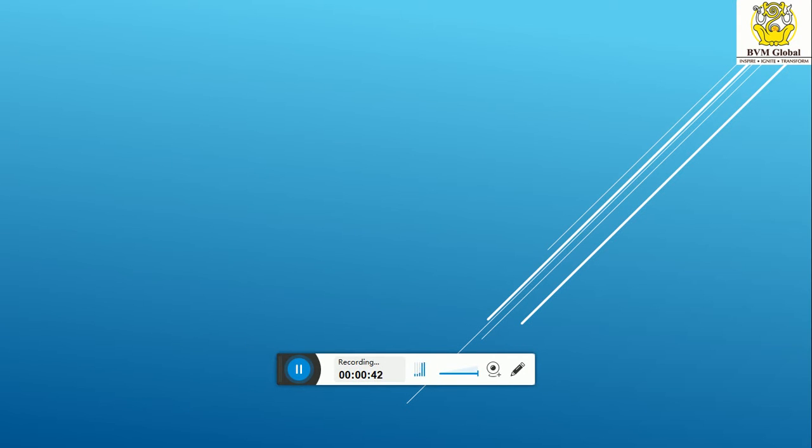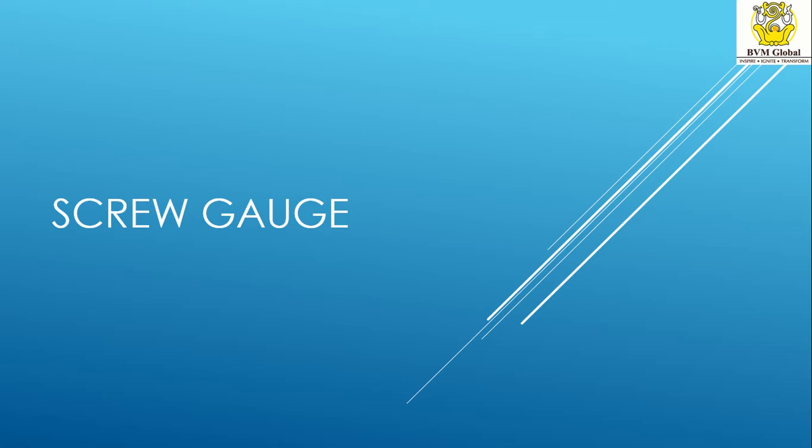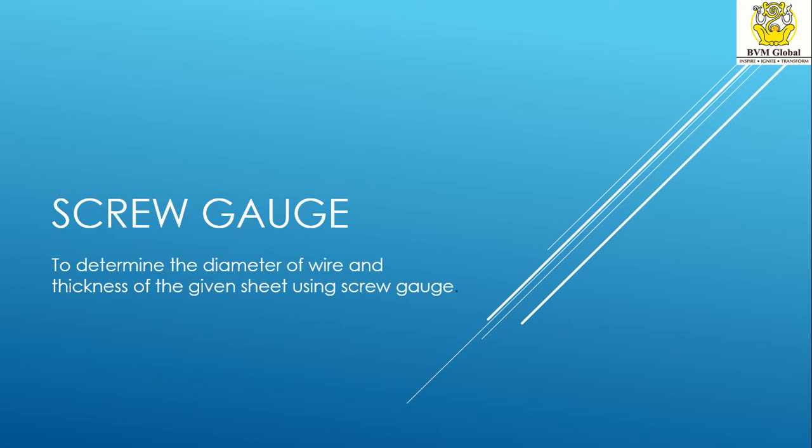In today's class, we are going to learn about the screw gauge, and by using this screw gauge, we are going to find the diameter of the given wire and the thickness of the given sheet. So let us start the procedure.